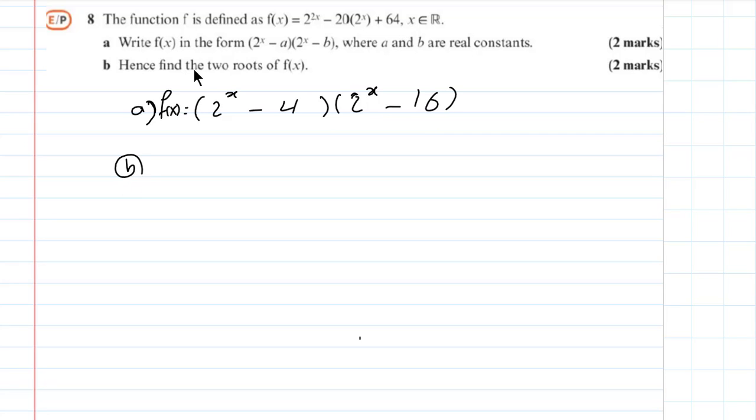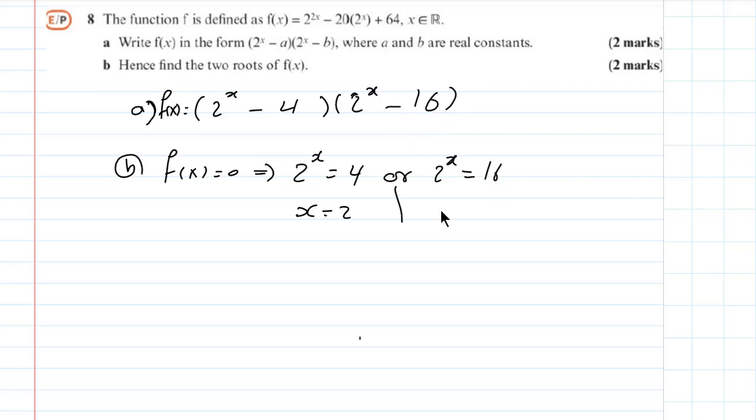And for b, find the two roots of f of x. If we equate it with 0, either the first bracket will be 0, which means that 2 power x equals 4, which means x equals 2, or the second bracket is 0, which means 2 power x equals 16, which means that x equals 4.